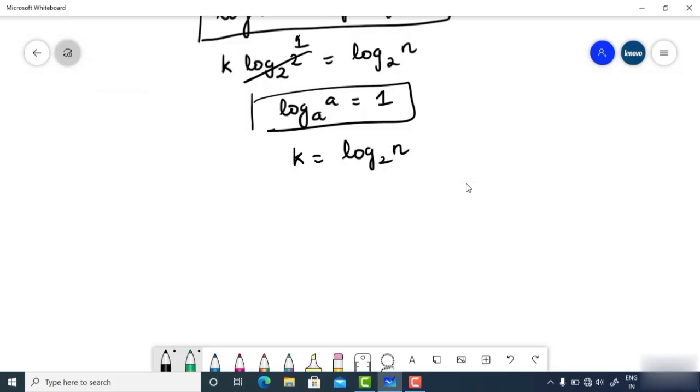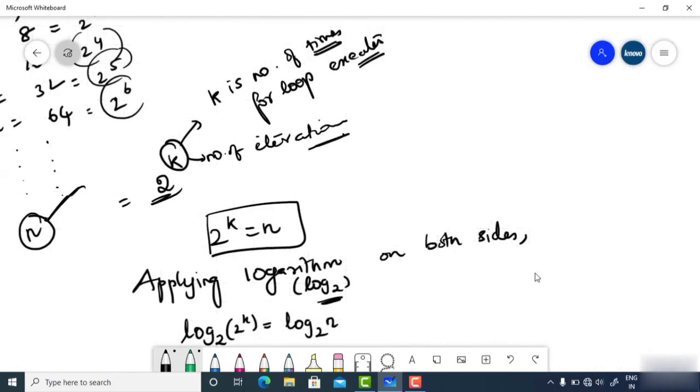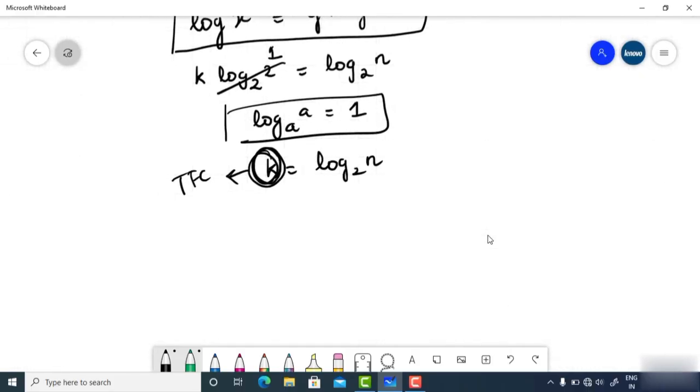And k is the number of times the program executes. So this is the total frequency count, the number of times the program executes, right? I told you the number of times the program executes or number of iterations, that is exactly the total frequency count. Hooray, right? So total frequency count here is log base 2 of n, or you can say that is log n, right?